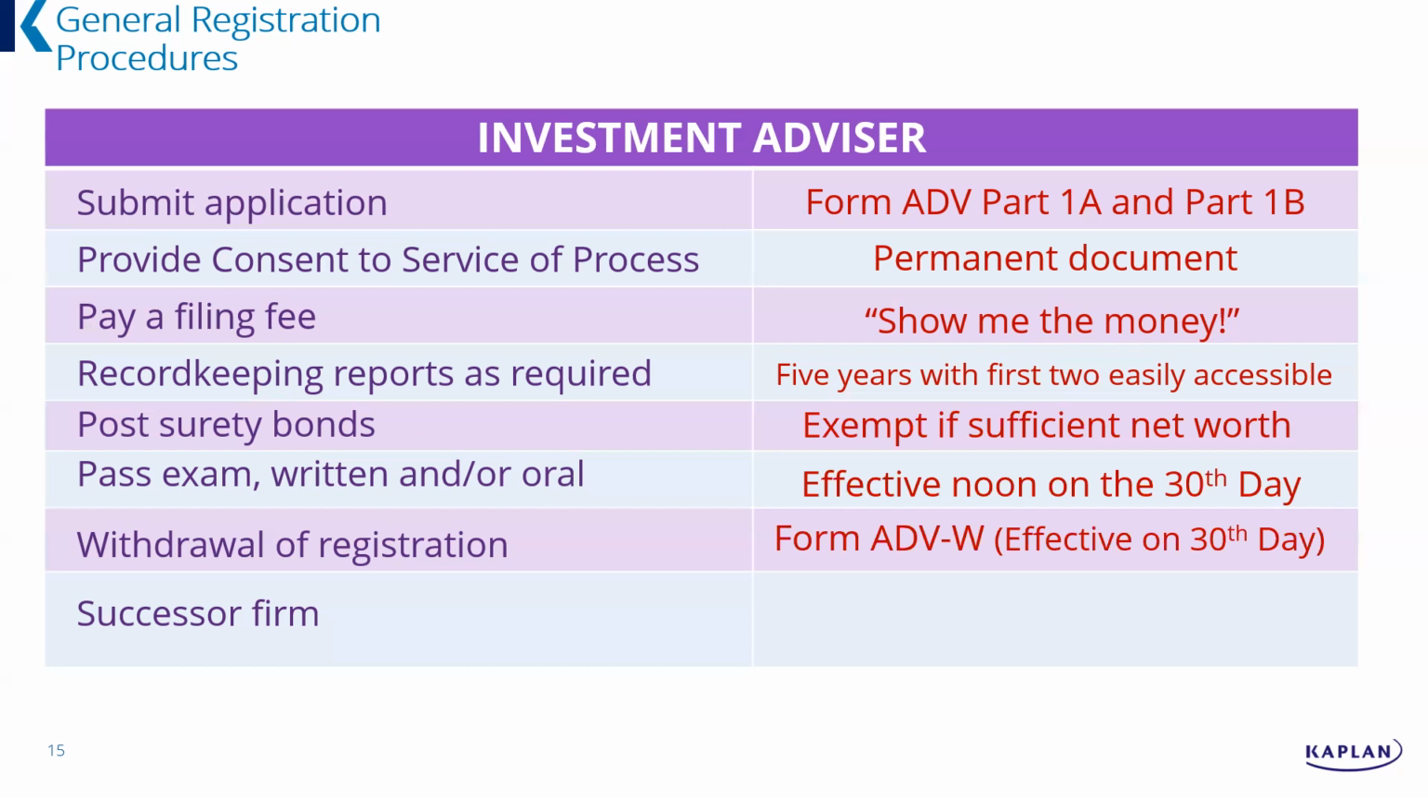Successor firms are very testable. So firm A buys firm B. Firm A in this example would be the successor firm. And you need to know the successor firm doesn't have to pay any additional fees. That successor firm is good to go for the rest of the year, December 31st, but they do certainly need to file a new application. And that's very testable to know: successor firm files a new application, but doesn't have to pay the additional fee.